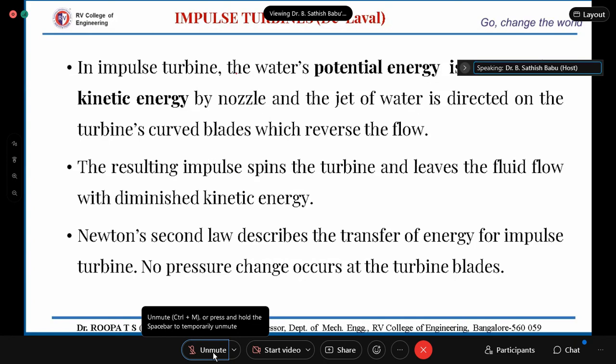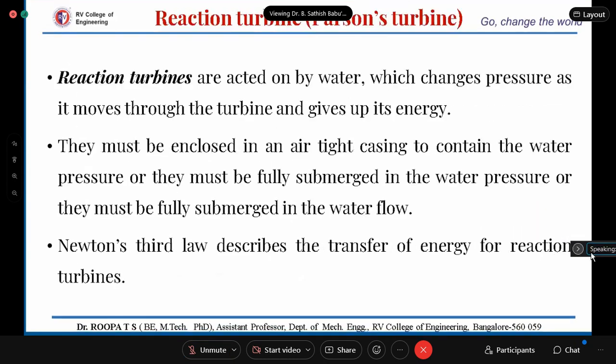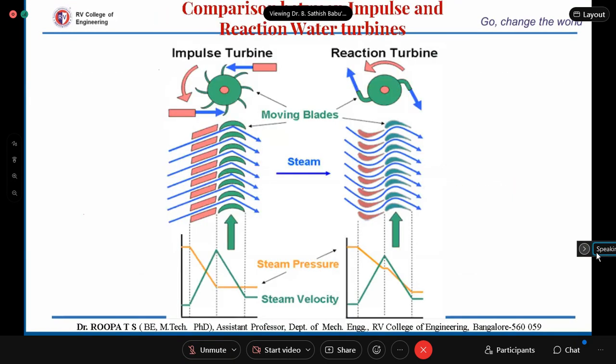In an impulse turbine, the water's potential energy is converted into kinetic energy by a nozzle, and a jet of water is directed onto the turbine's curved blades, which will reverse the flow. We'll see how it is happening. This entire setup is for the impulse turbine, and this is for the reaction turbine.